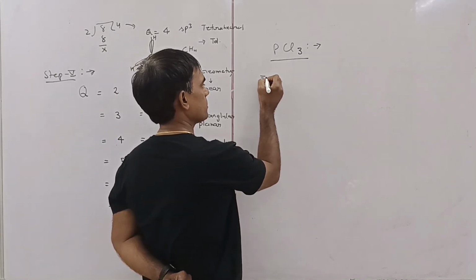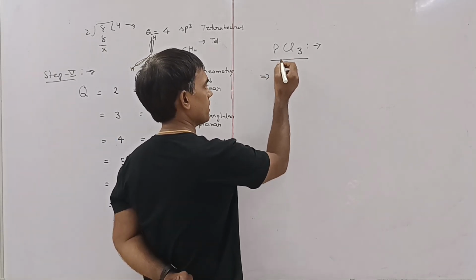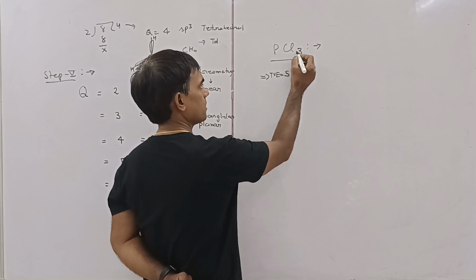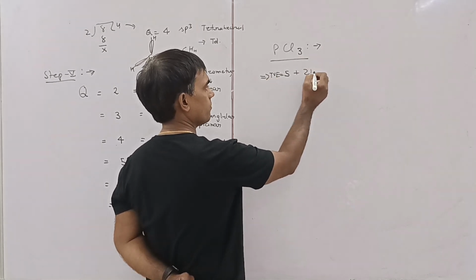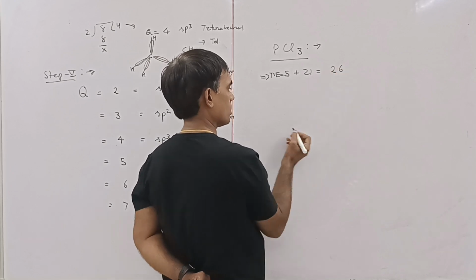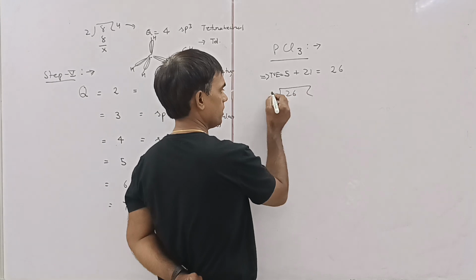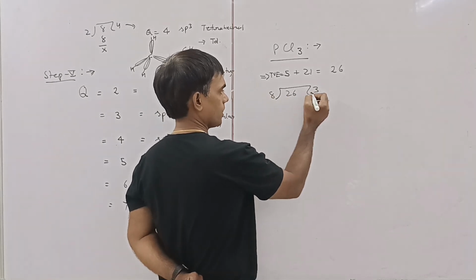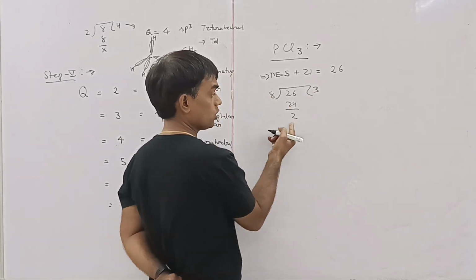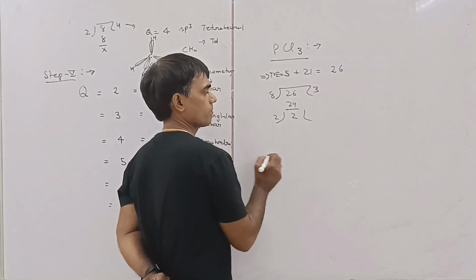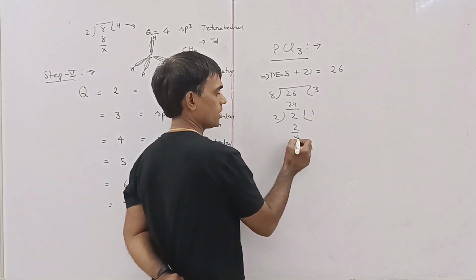In case of PCl3, find out the total number of valence electrons. It is 5 for phosphorus. Total is 5 plus 7 multiplied by 3, which is 21, so it comes out to 26. It is greater than 8, so we will divide it by 8 first. The quotient is 3 and the remainder is 2. It is not greater than 2, so again we divide by 2, giving quotient 1.